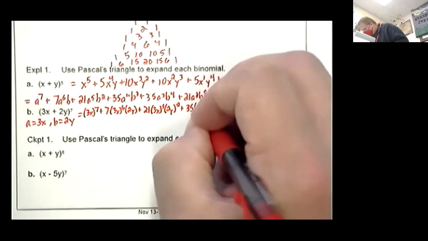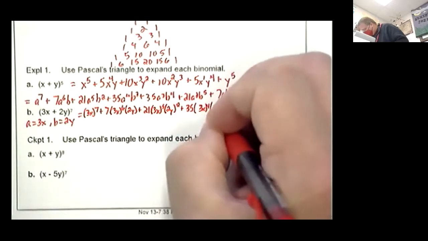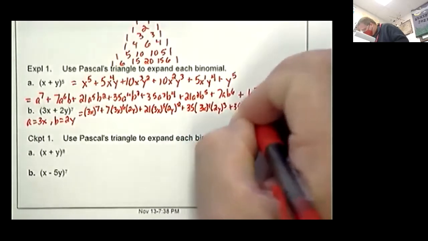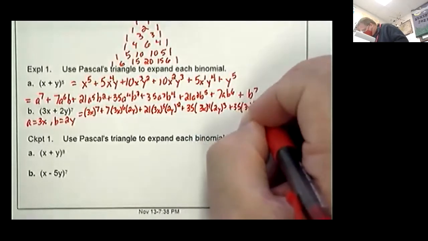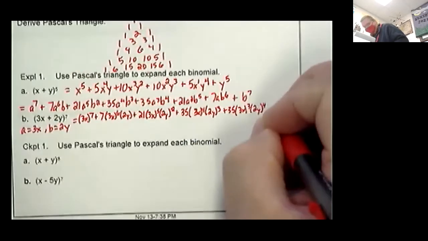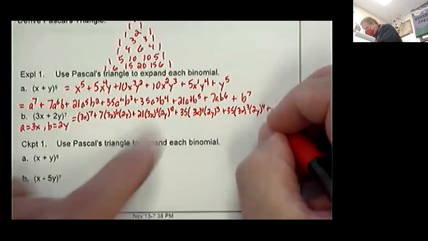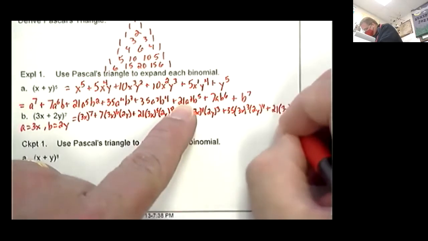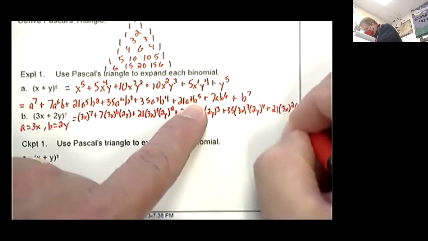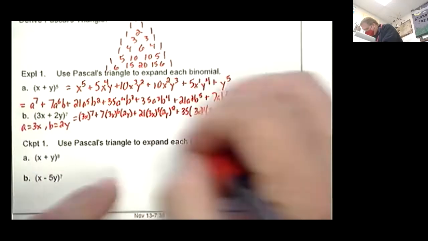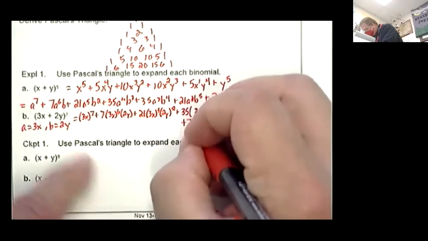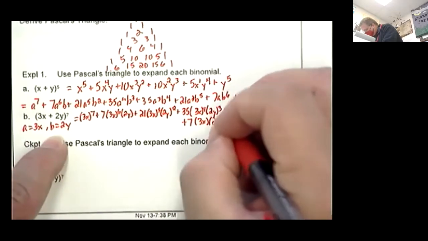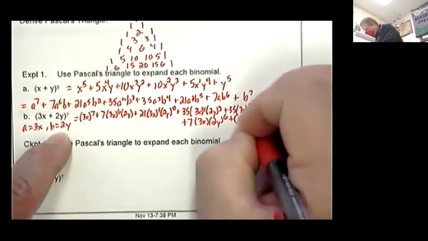A is 3x to the 4th, 2y to the 3rd plus 35, 3x to the 3rd, 2y to the 4th plus 21, 3x squared, 2y to the 5th plus 7, 3x, 2y to the 6th plus 2y to the 7th.